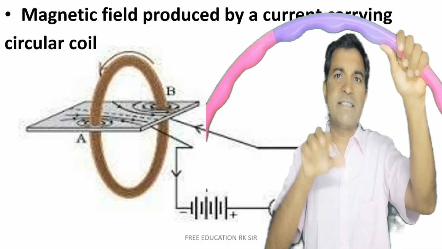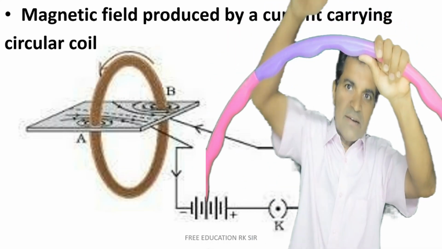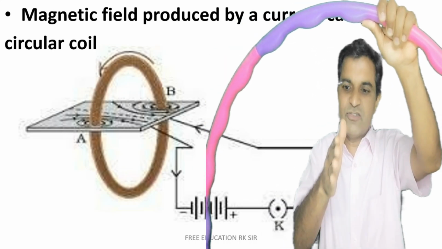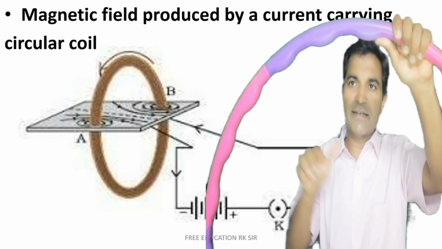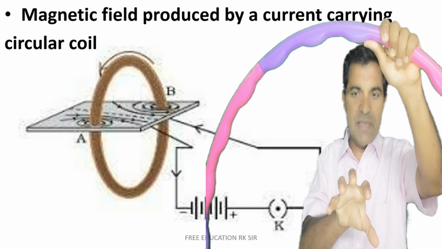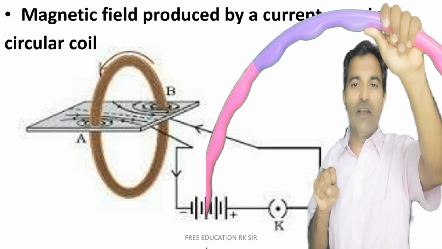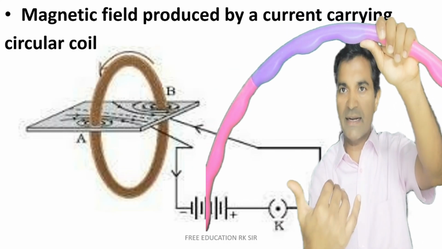If we consider that there are millions of magnetic lines of force which are coming inside this circular loop, and if we assume that they are straight lines, then it is very clear that if this is the direction of the current, then the circular loops, if they are straight, will come like this. So this is the direction of current, and this is the direction of magnetic field.